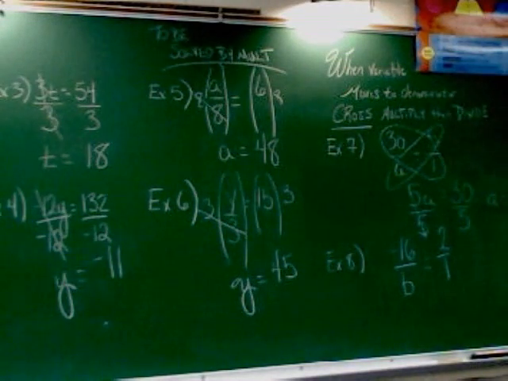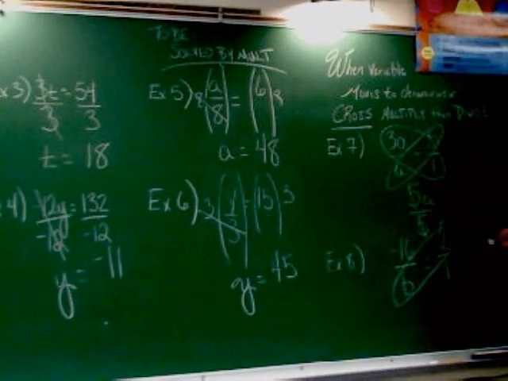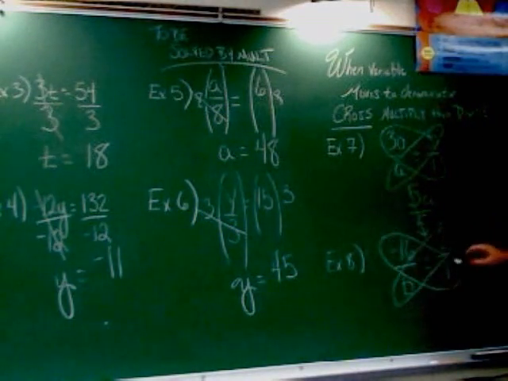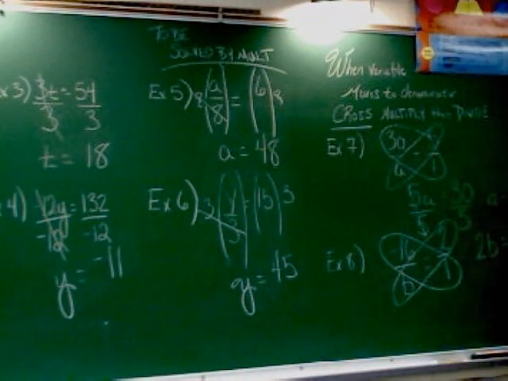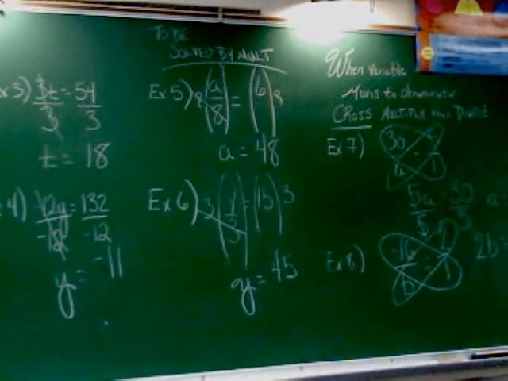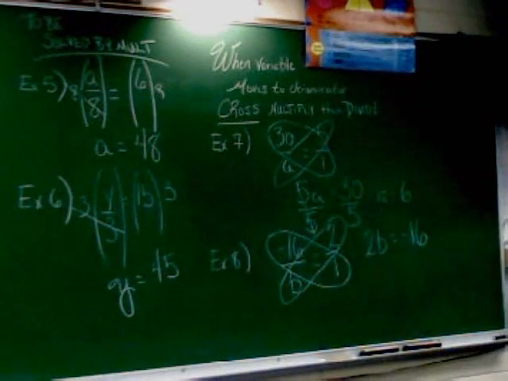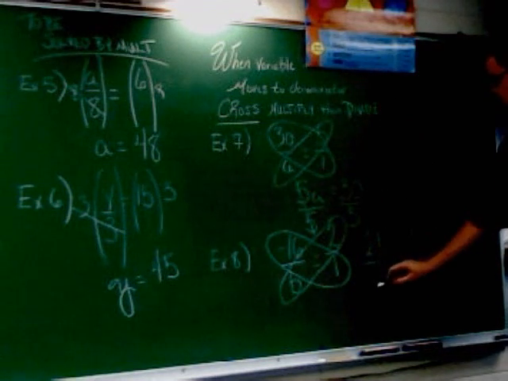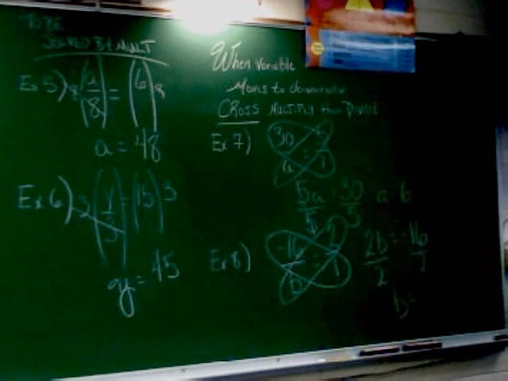Okay, what's the next step? Shelby? Cross multiply. So I've got 2 times b, which is what, Shelby? And negative 16 times 1, which is negative 16. All right. So now I've got it in the form of a multiplication problem. Now what do I do? Divide. What am I going to divide each side by? 2. Good. And that'll give me b equals negative 8.